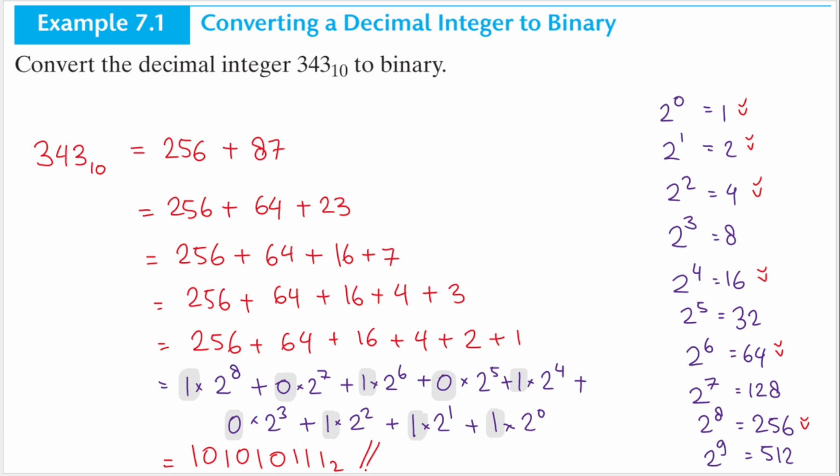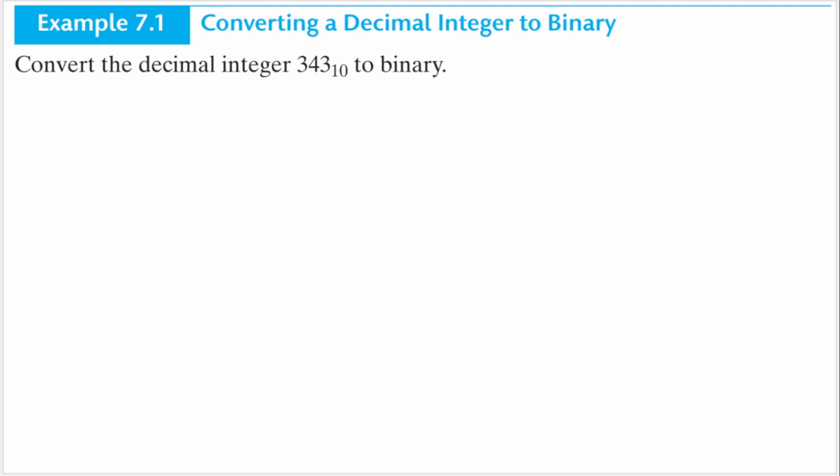Okay, now let's do the second method. Let me clean the slide first. Now let me present the second method, which is the quotient and remainder method, whatever you call it. So we will have 343 here, and we write a table here with quotients and remainder.